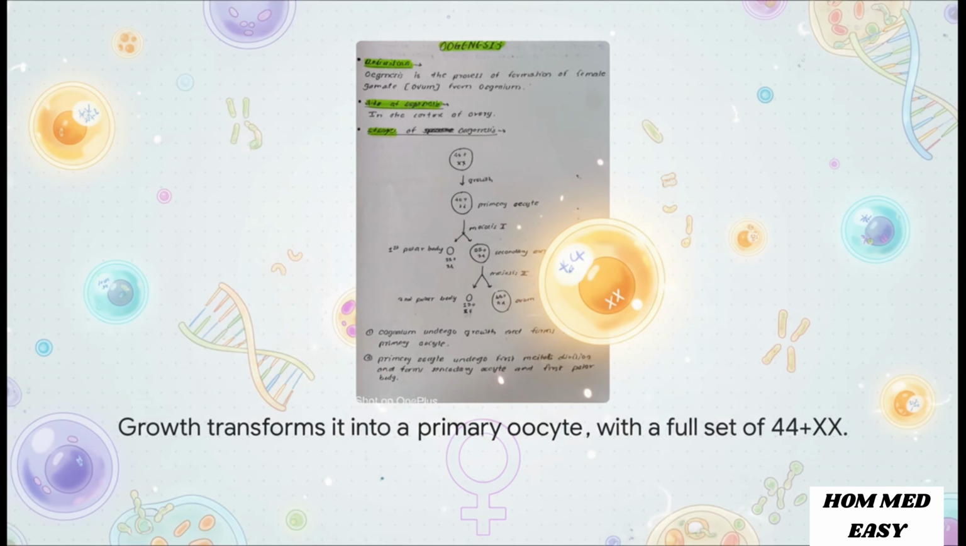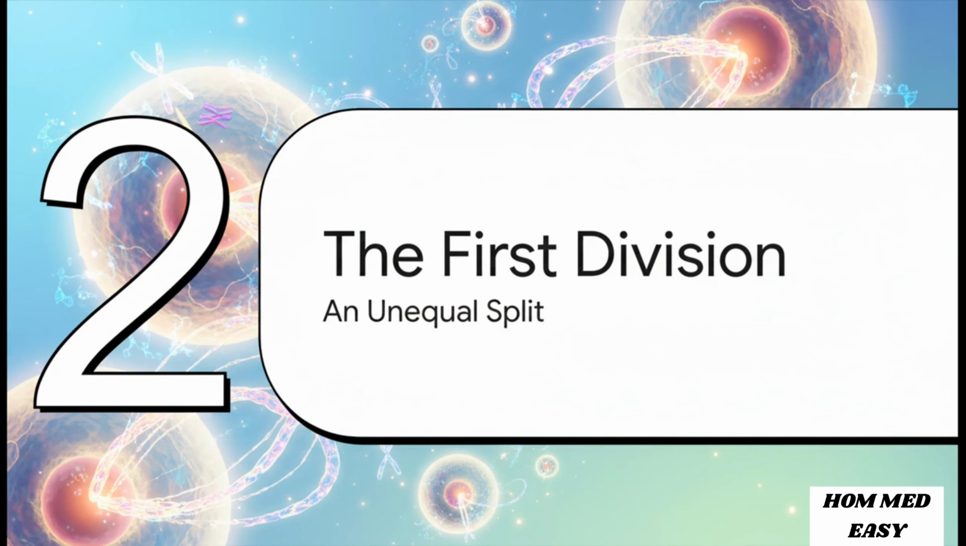Okay, so after it's done growing, it gets a new name. It's now called a primary oocyte. And notice, the number of chromosomes hasn't changed a bit. It's really just a bigger, more mature version of that original cell, and it's totally ready for the next step. All right, now we get to the first meiotic division. And this is where things get really interesting. Because trust me, this is not your average everyday cell division.